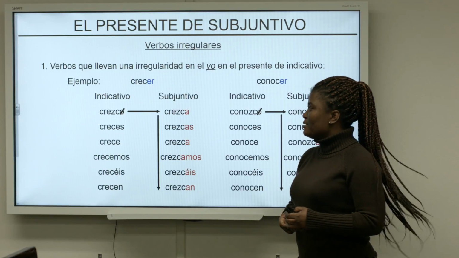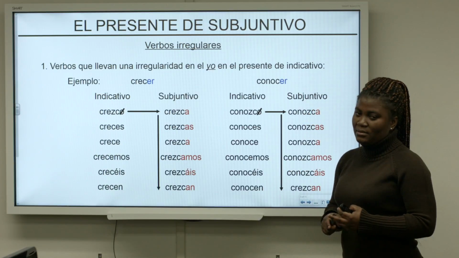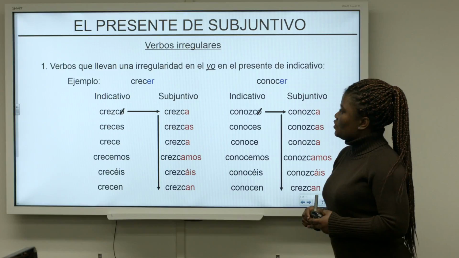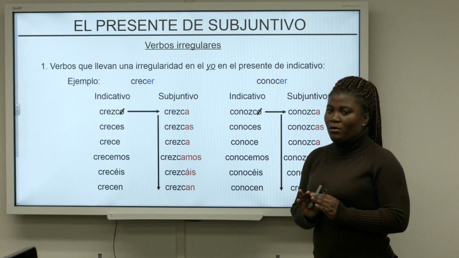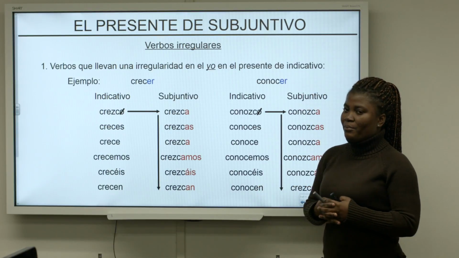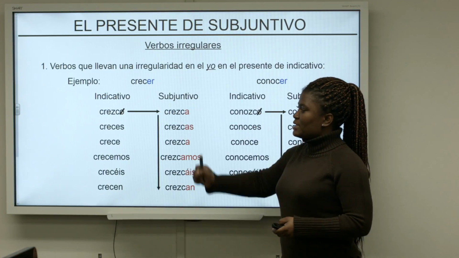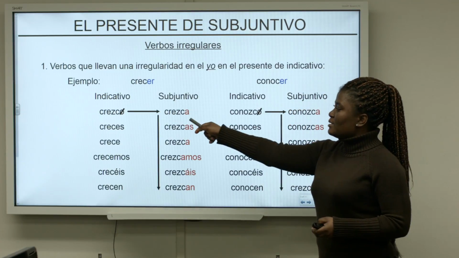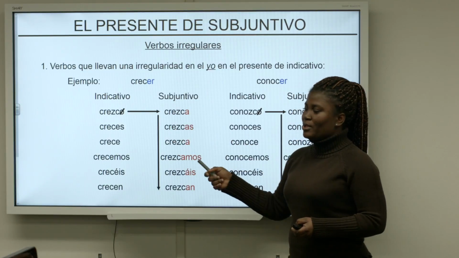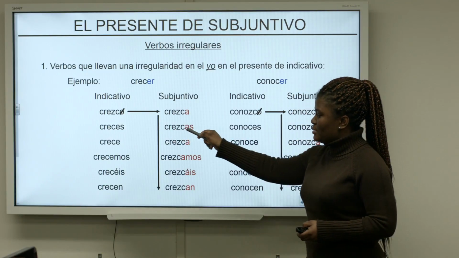For irregular verbs, the first group is verbs which are irregular in the yo form while they are in the present indicative tense. So we'll see how these go. We have, for example, crecer. In the indicative it is crezco. So there is a Z that comes before the C.